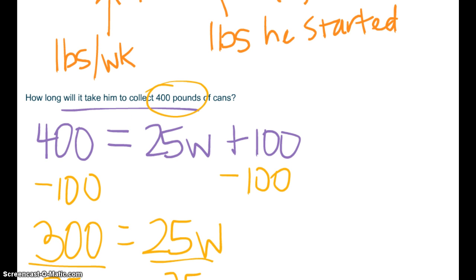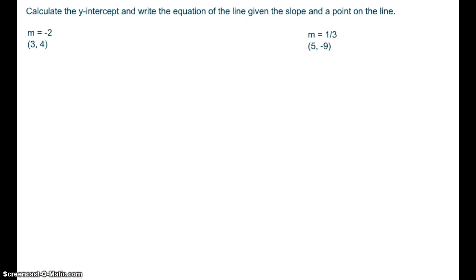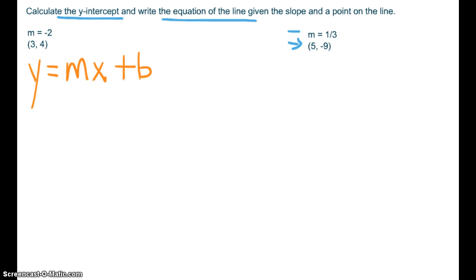So pause this and watch as many times as you need to really understand how to write and manipulate the equations. Now, in this situation, I'm asking you to calculate the y-intercept and write the equation of the line when you are given a certain slope and a point on the line. So we know that we want our equation to be in y equals mx plus b form, because I asked you to find the y-intercept and we were given the slope. So this is slope-intercept form.